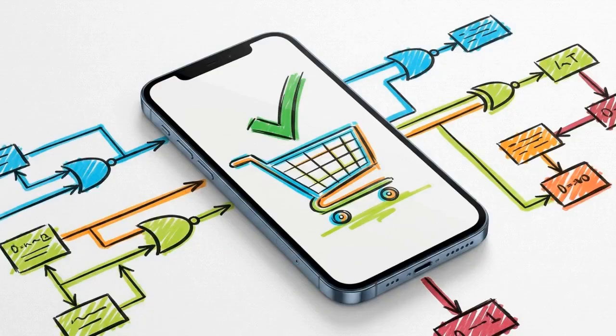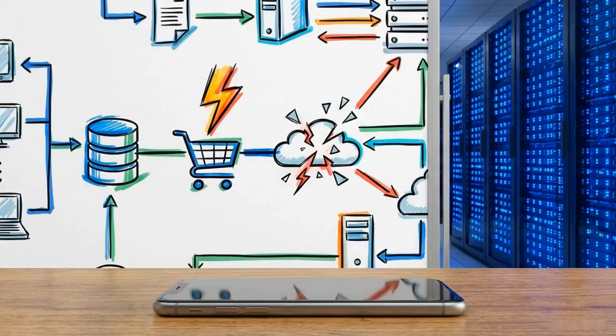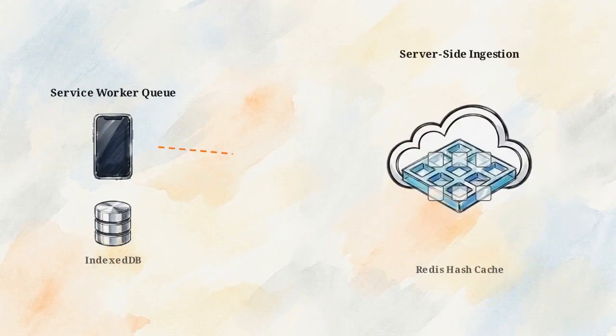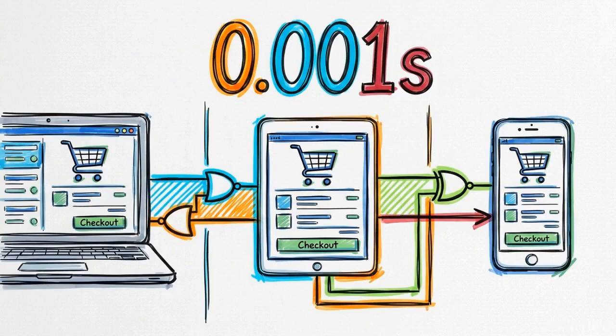While the client side successfully captures and merges user intent, that data still requires authoritative business validation. We have to pivot to the server. When the background service worker finally pushes the offline queue, the server ingests the localized CRDT payload and maps it directly into a high-speed Redis hash cache. This allows for sub-millisecond lookups during active multi-device sessions.